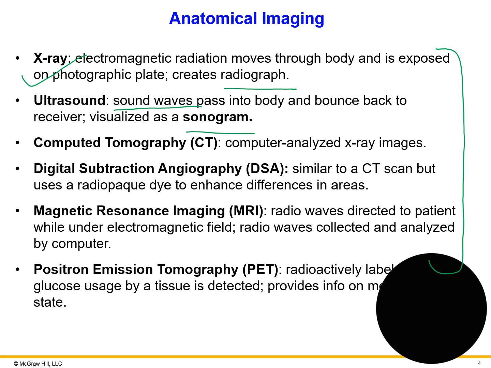Next one is computed tomography, the CT scan. This is computer-analyzed X-ray imaging. Another one is angiography. Angiography is almost like a CT scan. They use it to show differences in areas.